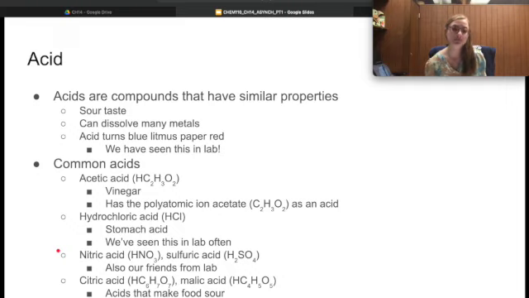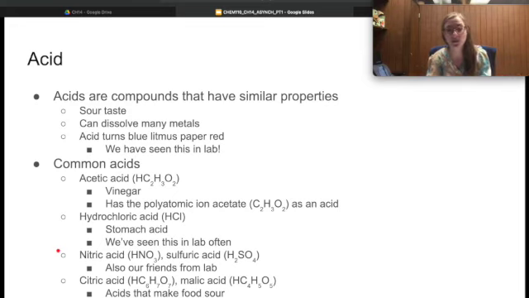So acetic acid, we'll see it this week in lab. We're actually going to measure the concentration of acetic acid based upon some properties of acids and bases in reactions. So we'll see some of that this week. And vinegar is an acid, and specifically acetic acid.